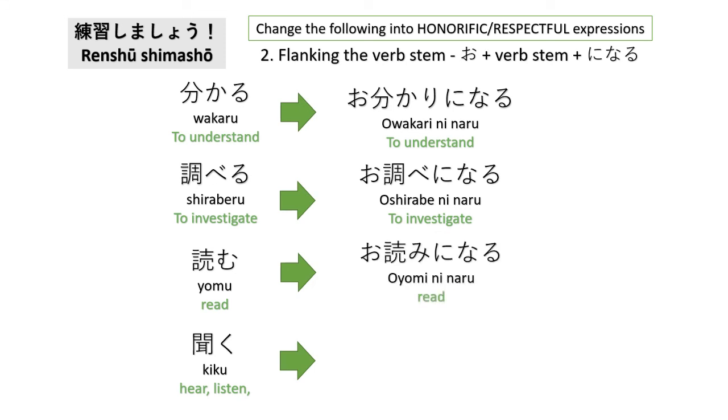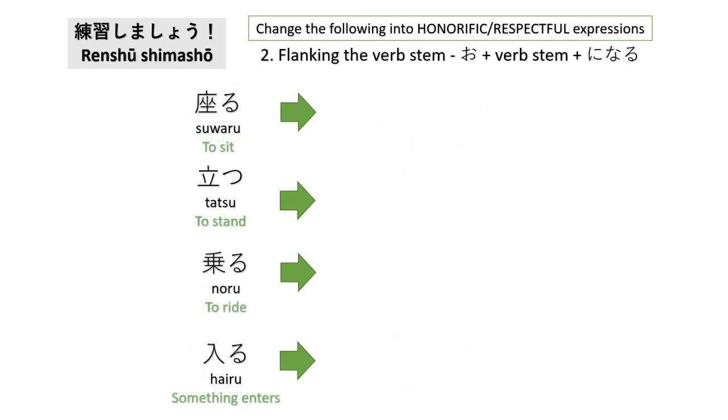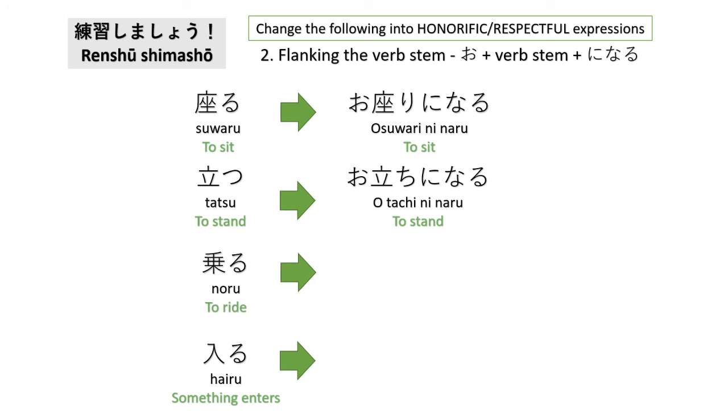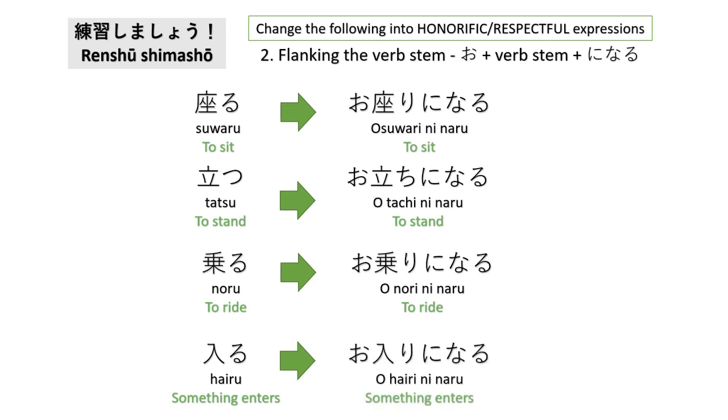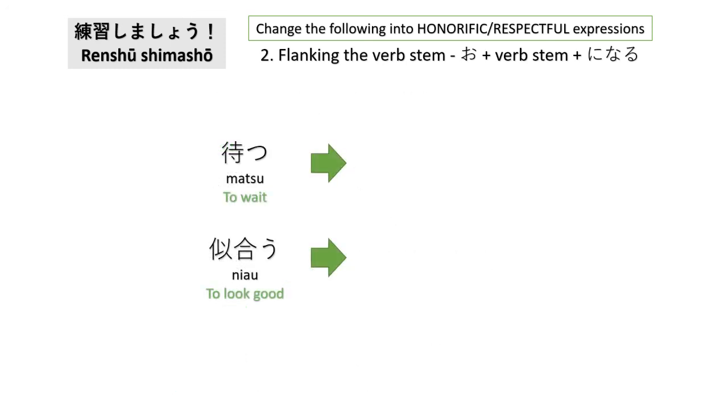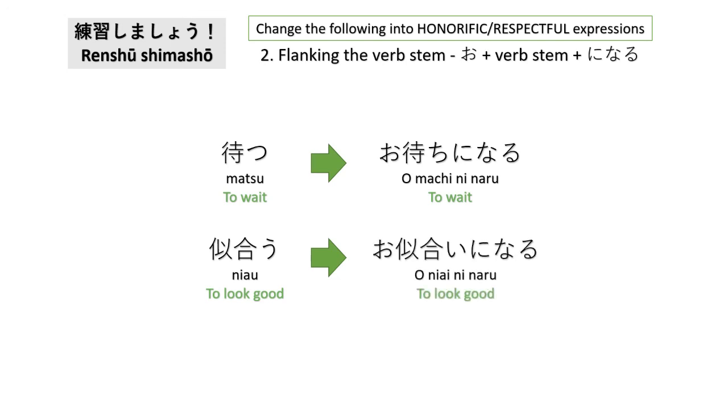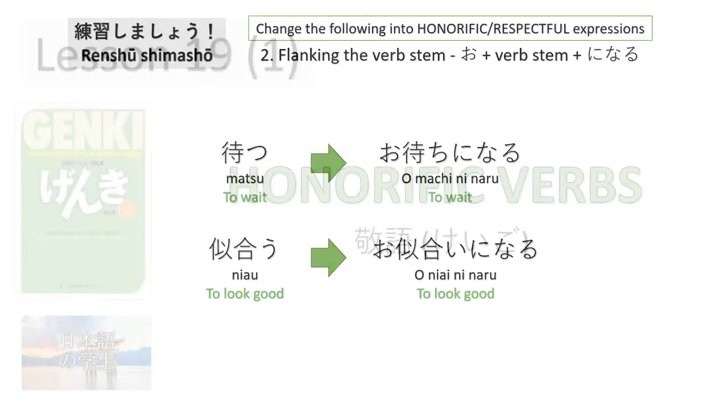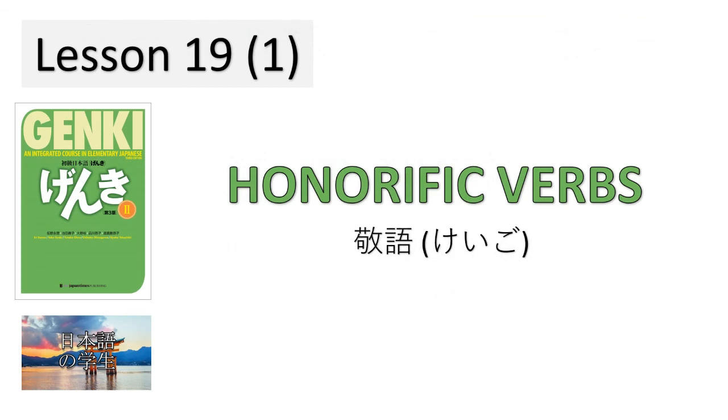Yomu becomes お読みになる. 聞く becomes お聞きになる. 座る becomes お座りになる. 立つ becomes お立ちになる. 乗る becomes お乗りになる. 入る becomes お入りになる. For the last part, 待つ becomes お待ちになる. And 似合う becomes お似合いになる. Alright, thank you for listening and watching, and I hope you have learned something.